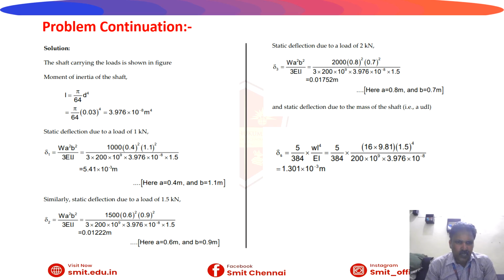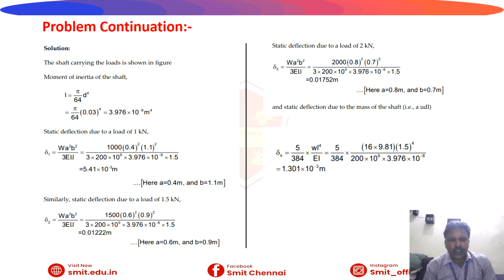Static deflection is nothing but, again we are using the formula W a square b square by 3 EI l. That is 1000 into 0.4 square into 1.1 square divided by 3 into 200 into 10 to the power 9 into 3.976 into 10 to the power minus 8 into 1.5. Then based on the substitution calculation, you will get 5.41 into 10 to the power minus 3 meter.